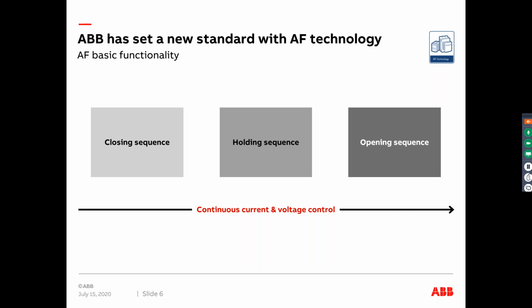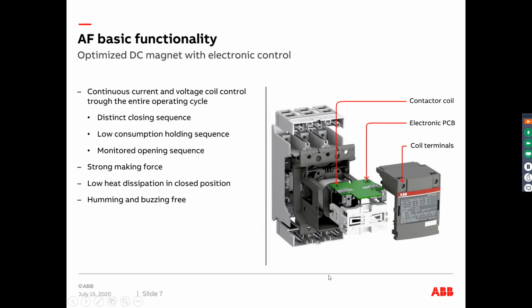Once the holding sequence is done and you want to open the contactor, as soon as you remove the voltage, the processor detects it and distinctly opens it in a controlled period. This is exactly what the internal sequences do. Now this is how it looks. There is a coil in this one as well, but this is an optimized DC magnet, and it is controlled by an electronic circuit.